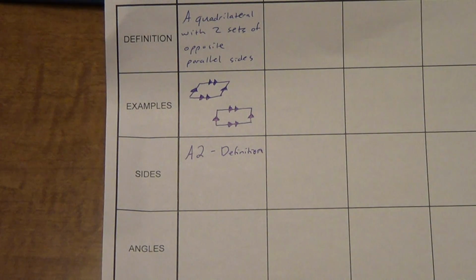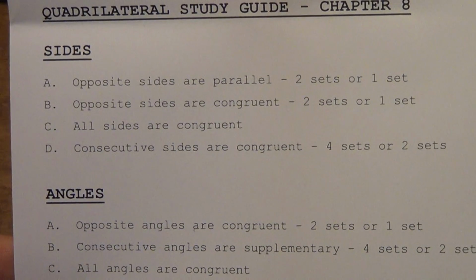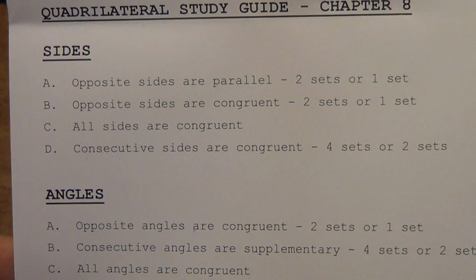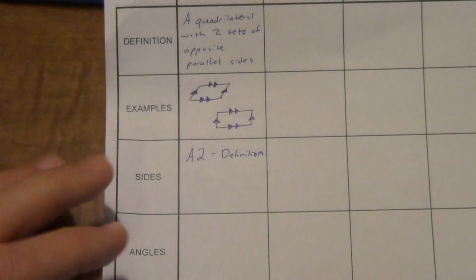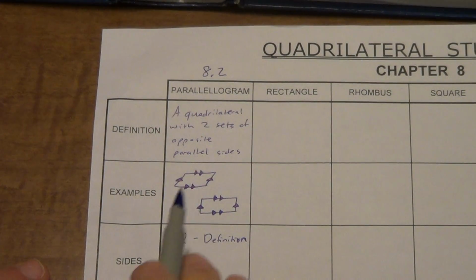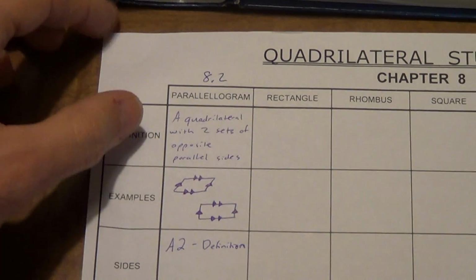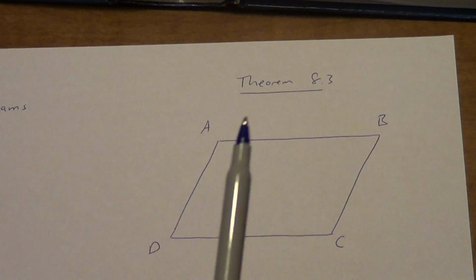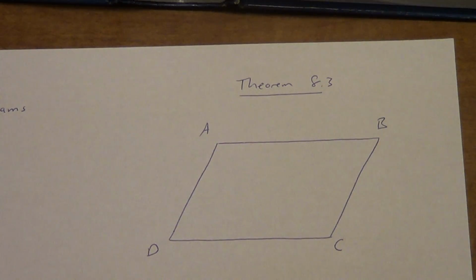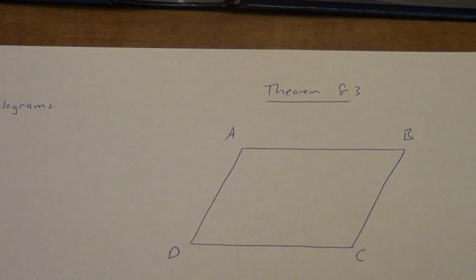Alright. Now let's look at the next thing. Sides. Opposite sides are congruent. Two sets or one set. Well, if we look at our examples, it looks like that might be true. So let's see if we can prove that it's true. We're going to prove that using this picture right here. You'll notice I have theorem written up here, so evidently it must be true. But let's go ahead and prove that the opposite sides of a parallelogram must be congruent. So go ahead and get this copied down if you want to.